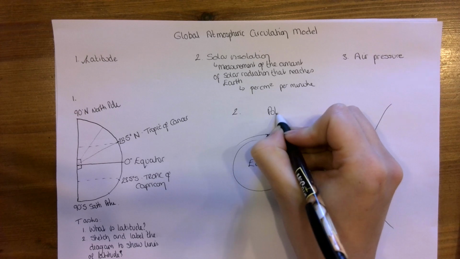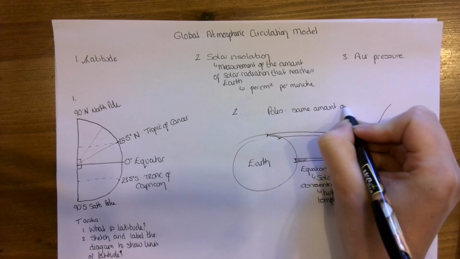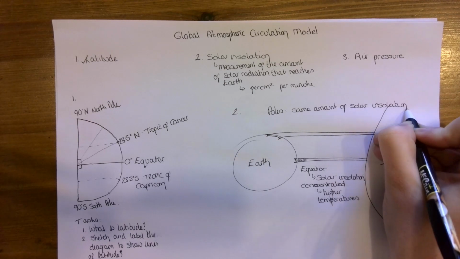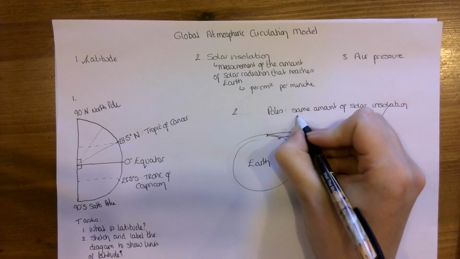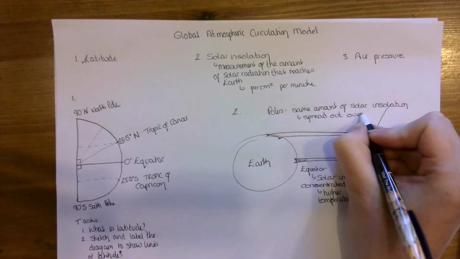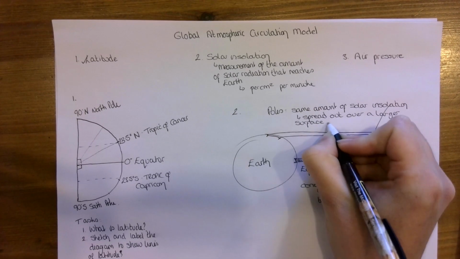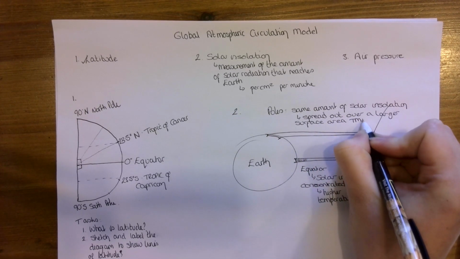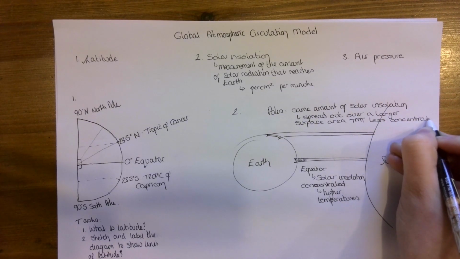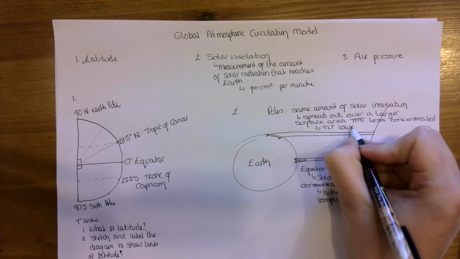So let's summarise. So poles, same amount of solar insolation. Okay, that's important. No matter where you are on Earth, it's the same amount of solar insolation, but it's spread out over a larger surface area. This means that it is less concentrated. And because it is less concentrated, this leads to lower temperatures.